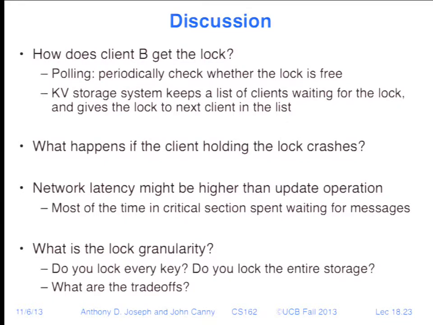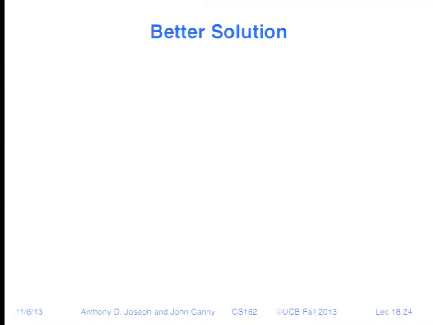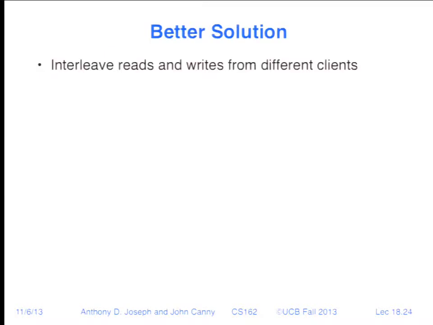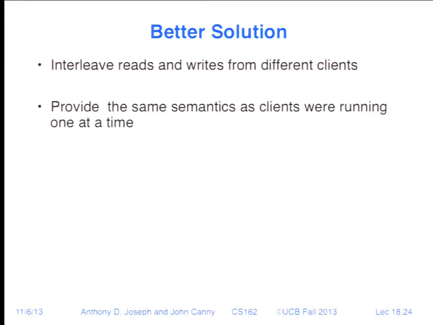All right, and again, we talked a bit about lock granularity earlier and some of the trade-offs, so let's just keep going. A better solution, a more practical solution, is to try to interleave the individual steps of the two or more transactions. We still, though, want to guarantee that if we do interleave operations, the end result is the same as though they were completely not interleaved.